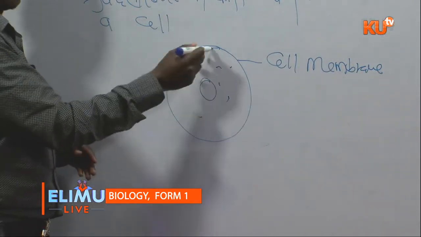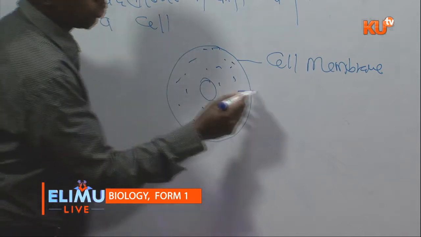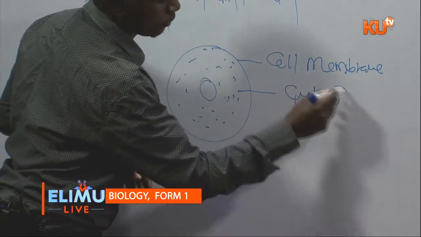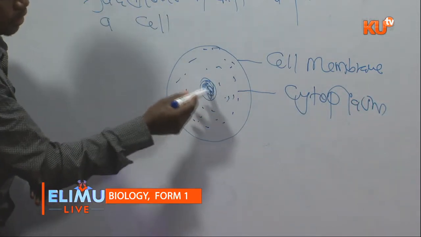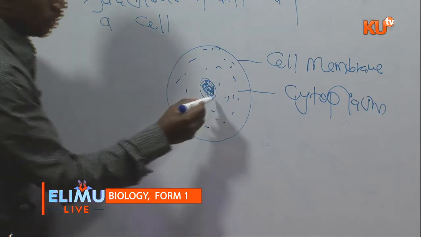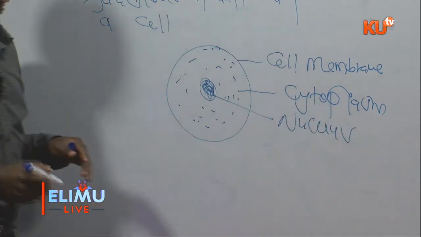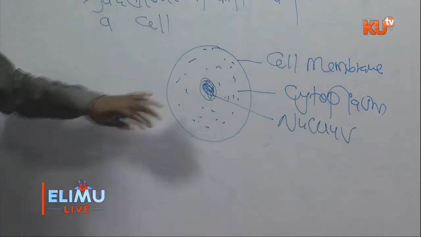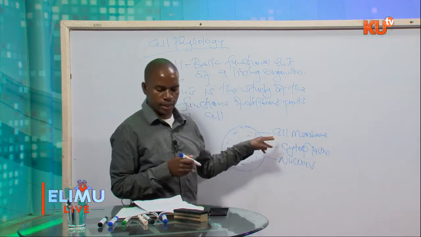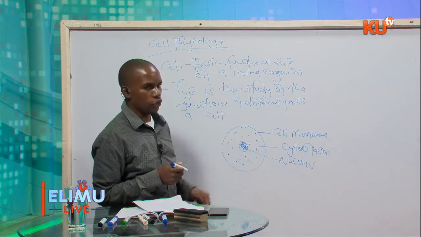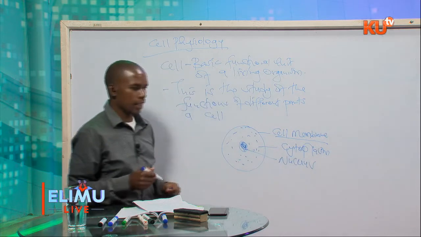Within here, where a lot of content is submerged, this is what we refer to as the cytoplasm. Between here is the powerhouse of the cell. This is what we refer to as the nucleus. That is where the cell powerhouse is located. Now, this is what we want to look at today as far as cell physiology is concerned. So we want to narrow down to look at the cell membrane.